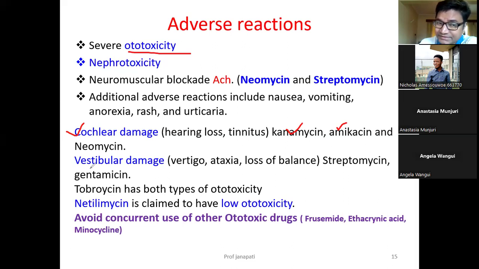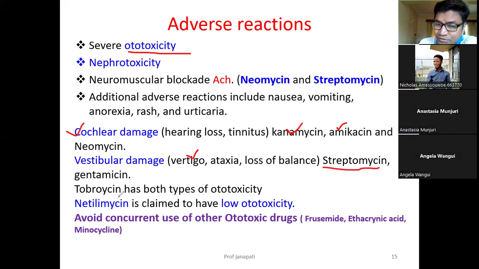Some of them damage the vestibular component which is present in the ear. Now, when it damages the vestibular component, what happens? You get vertigo. You can't concentrate. You can't stand properly. Ataxia, loss of balance. The drugs which produce ototoxicity by vestibular damage are streptomycin and gentamicin.